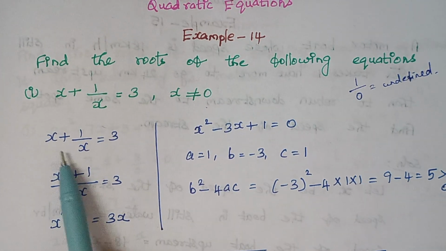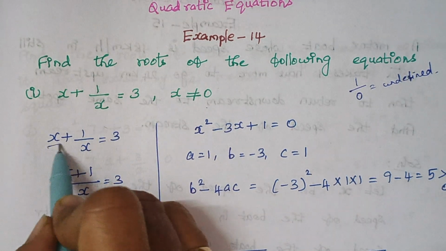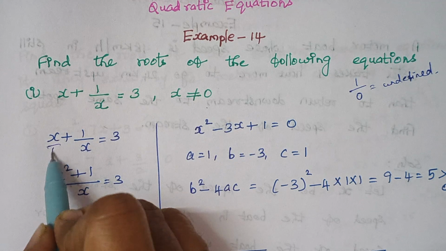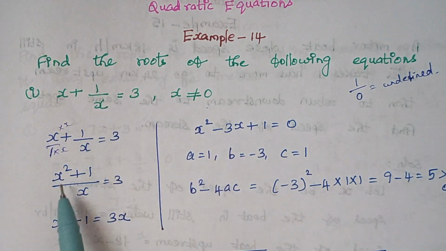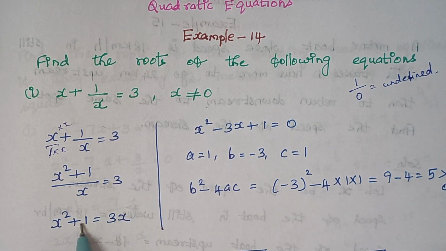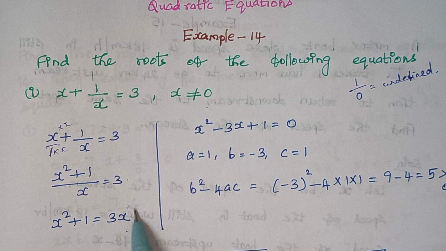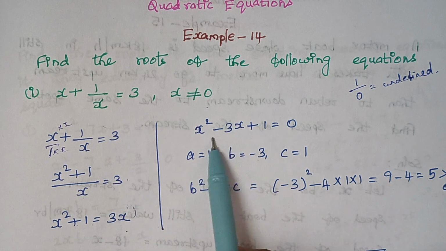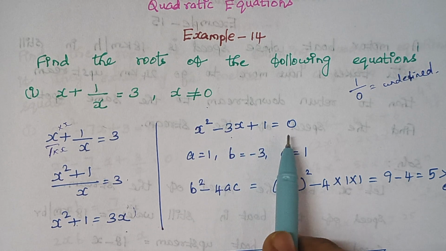So x plus 1 by x equal to 3. When you take LCM, here it is 1. If you want to make this 1 as x, you have to multiply by x. So it becomes x square plus 1 by x equal to 3. Again, x square plus 1, when you move this x to the right hand side, it becomes 3x. Again when you rearrange, when you bring this plus 3x to the left hand side, it becomes minus 3x. So x square minus 3x plus 1 equal to 0.